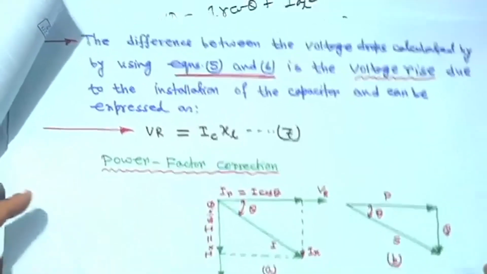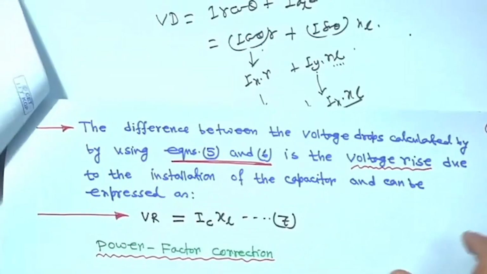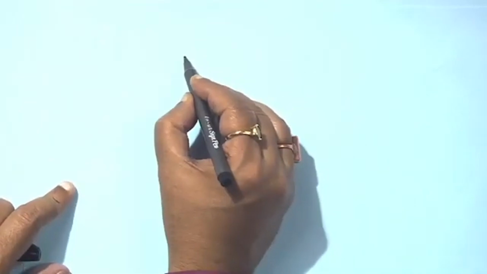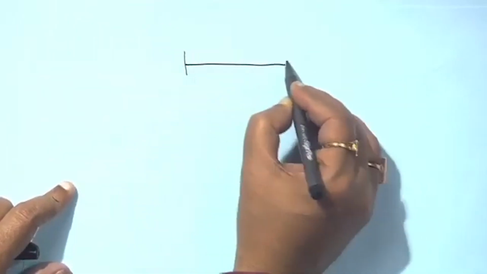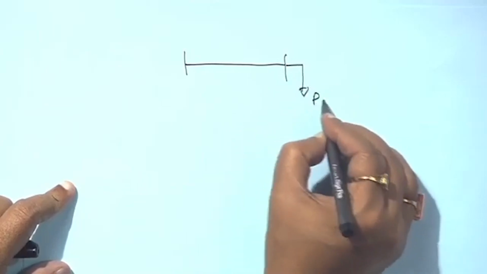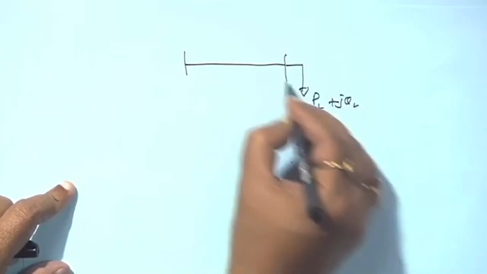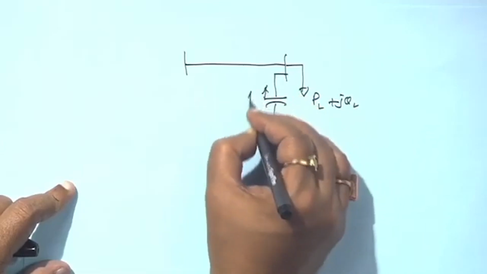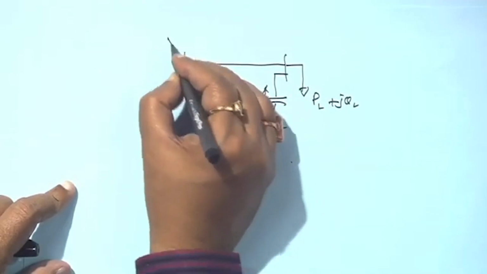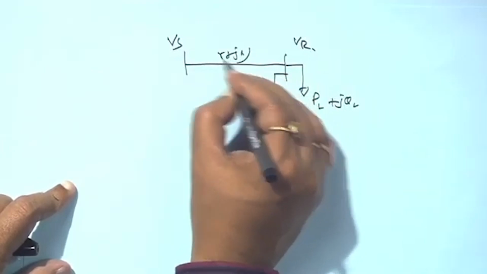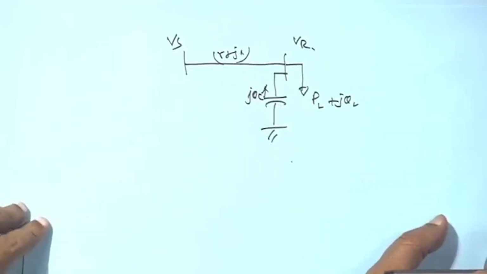That means, in that capacitor application I was telling you something. Suppose, for example, this is your sending end node and this is your receiving end node, right, and you have a load, suppose it is PL plus jQL, and we have taken the same diagram. Suppose you have connected a capacitor, say jQC, and this is your sending end node and this is your receiving end node. This line has impedance R plus jX, right.